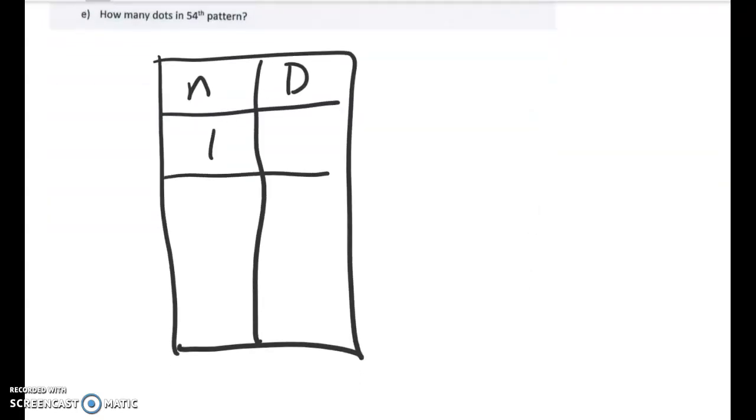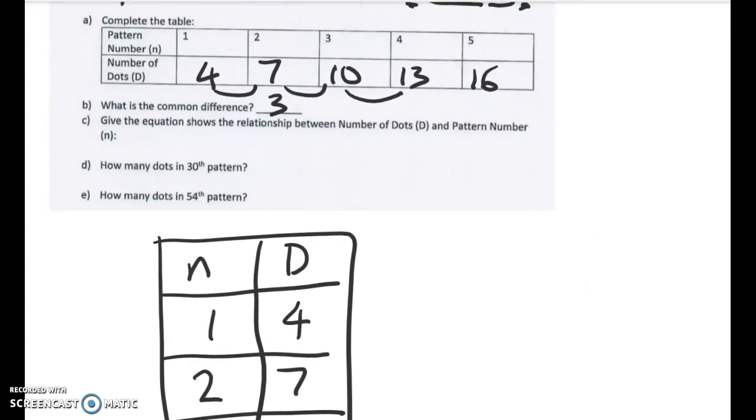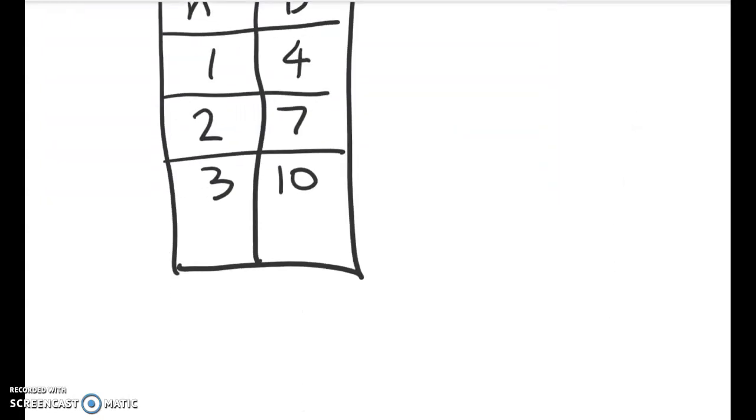So the first pattern, 4 dots. Second pattern, 7 dots. Third pattern, 10 dots. Right, what are we asked in this worksheet? Well, we have to find how many dots are in the 30th pattern and in the 54th. So to do that, we need to work out the rule. And then once we've got the rule, we can write it into the table.